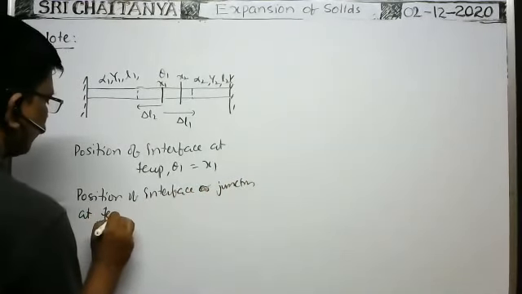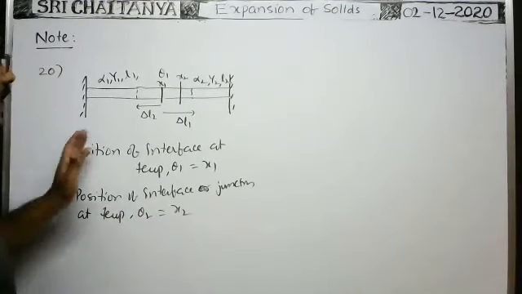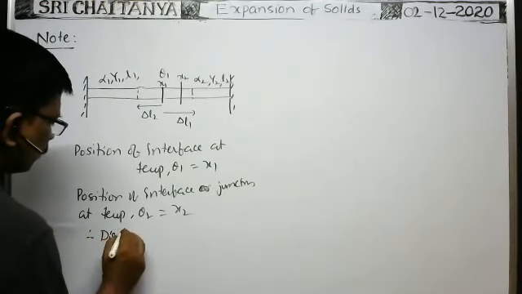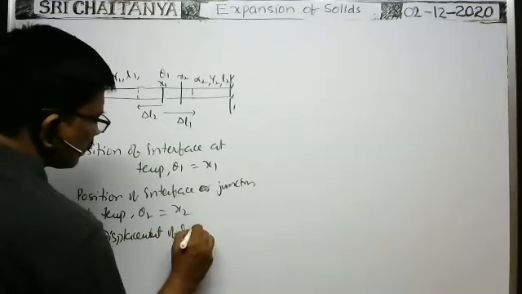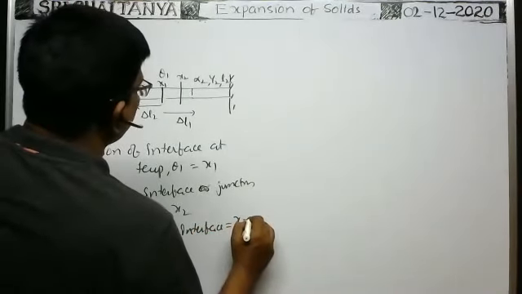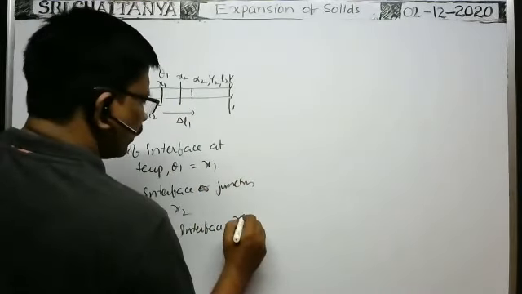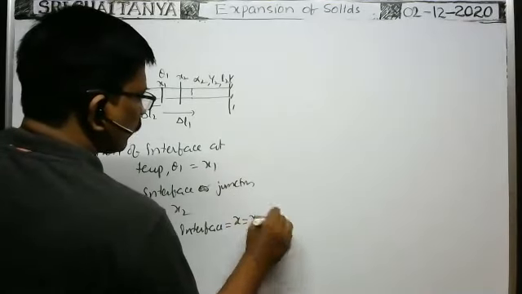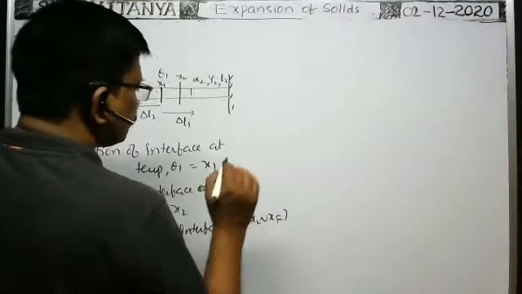The position of the interface at temperature theta 2 is equal to, say, X2. Then what is the displacement of the interface? Therefore, the displacement of the interface due to rise of temperature is equal to x, which is equal to X2 minus X1. It is the displacement of the interface that we have to calculate.